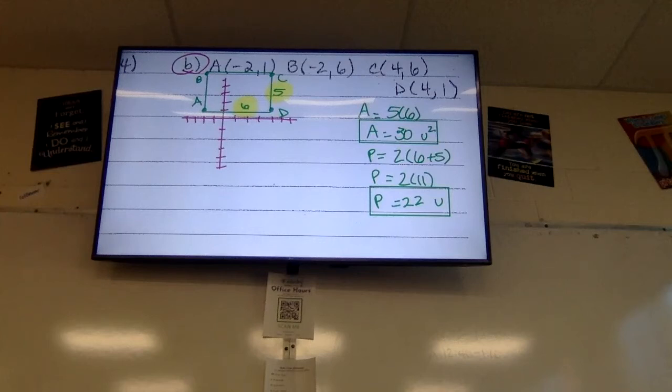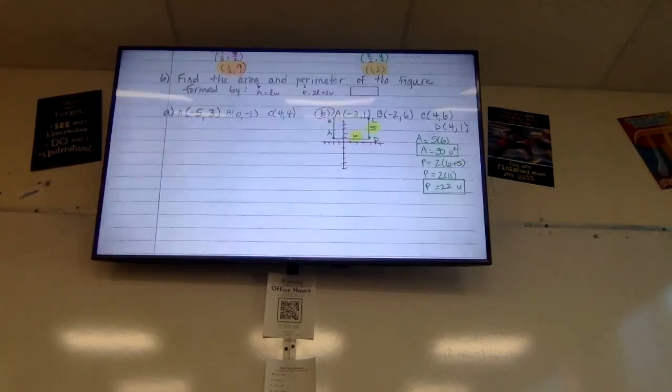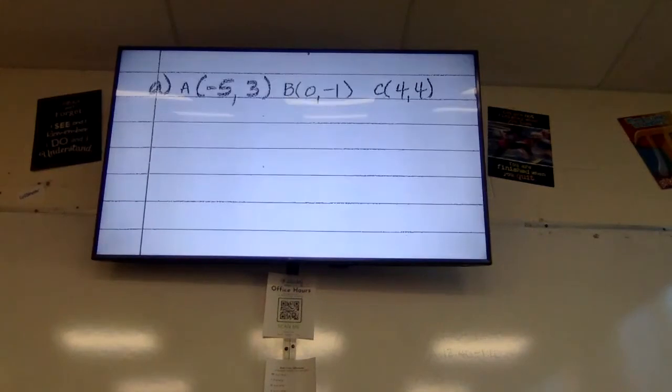Okay, you ready to do a little harder example? Okay, jump back to letter A. This is now a triangle. So let's graph this triangle and kind of see what's going on for us. See where we're at.